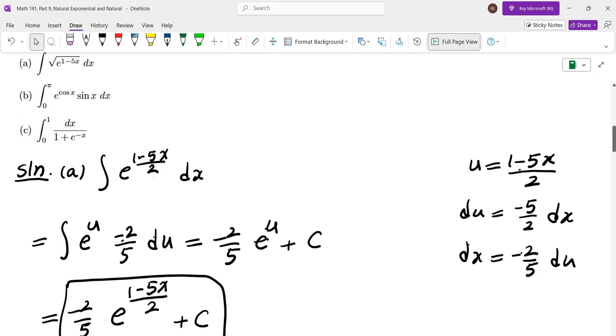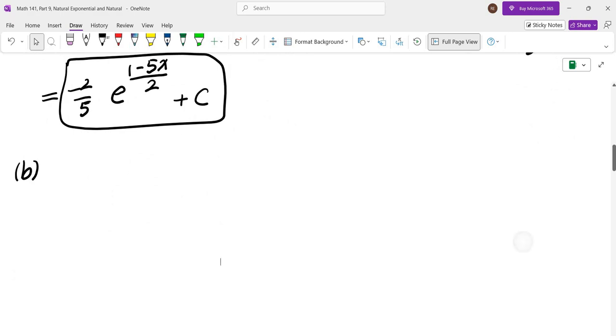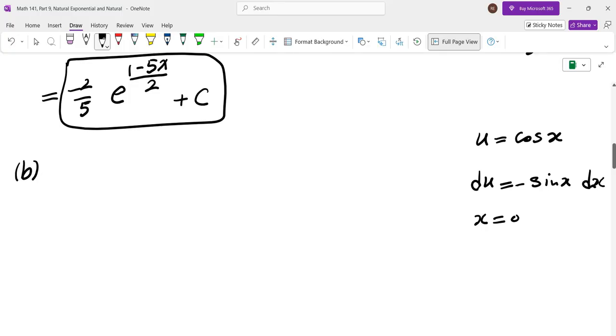So let's look at the second integral. The second one is e to the power of cosine x times sine x. As we see, the derivative of cosine is sine, which is right there inside the integrand. So we can take a u substitution for cosine. So let's do u equals cosine of x. du is negative sine x dx. When x is 0, u is 1. And when x is pi, u is negative 1. These are the limits of integration that they gave us.